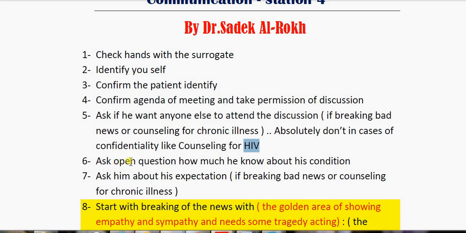Ask an open question. How much do you know about your condition, please? Can I know how much information you have about your condition? Ask him about his expectations. Can I know, please, what your expectation is regarding your illness or your symptoms, or regarding the results of your blood test or imaging? Then here, this is a yellow area.